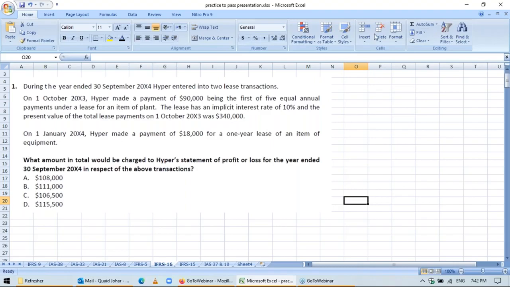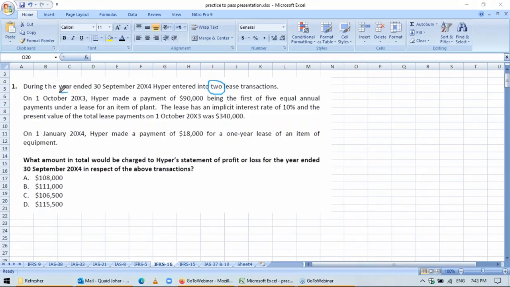So what happened? They say during the year ended 30th September 2004, Hyper entered into 2 lease agreements. Be careful. They are telling you about 2 lease agreements.